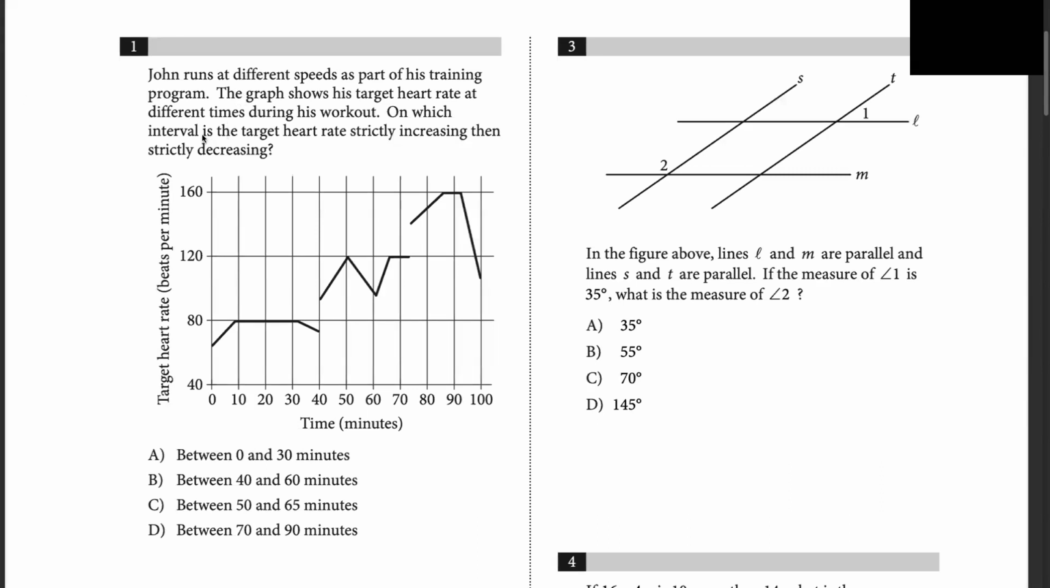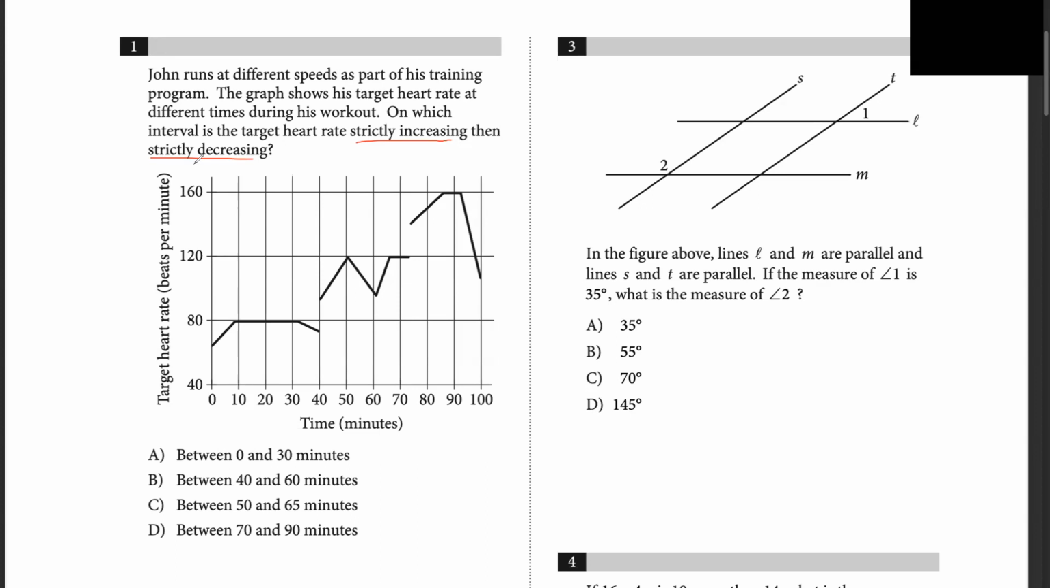Okay, let's go over question 1 from official SAT practice test 1, the math calculator section. The question reads, John runs at different speeds as part of his training program. The graph shows his target heart rate at different times during his workout. On which interval is the target heart rate strictly increasing, then strictly decreasing?